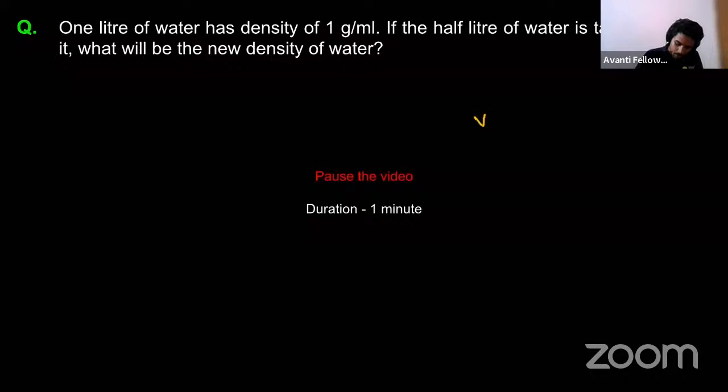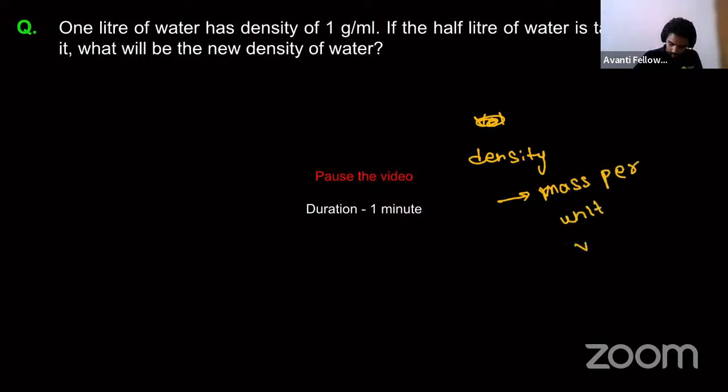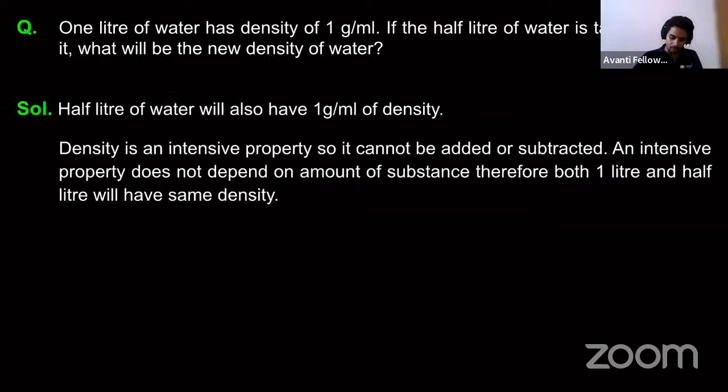What is density? Density is nothing but mass per unit volume. Now, even if you take 1 liter of water or 500 ml of water, the mass of the water molecules per unit volume is the same. It doesn't change, right? So it doesn't depend on how much matter you are taking on the whole. Density is not an extensive property, it is an intensive property. Clear, everyone?